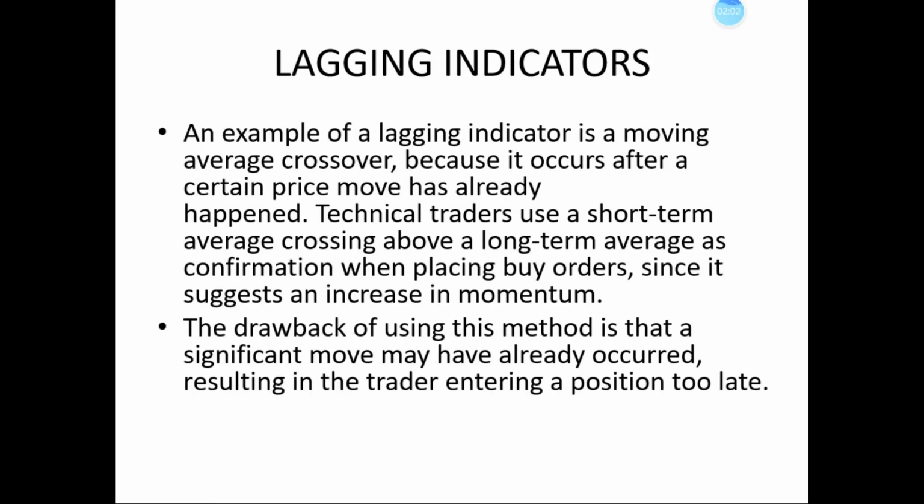So what are those lagging indicators? An example of lagging indicators is the moving average crossover because it occurs after a certain price move has already happened. Technical traders use a short-term average closing above a long-term average as confirmation when placing buy orders, since it suggests an increase in the momentum. And the drawback of using this method is that a significant move may have already occurred, resulting in the trader entering a position too late.